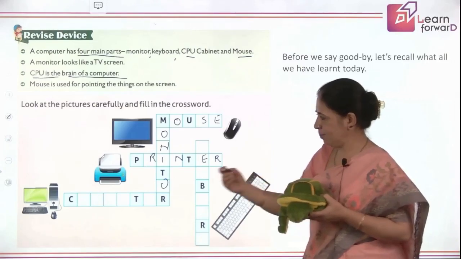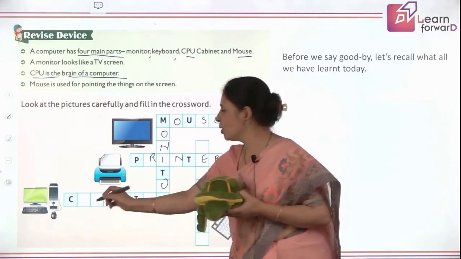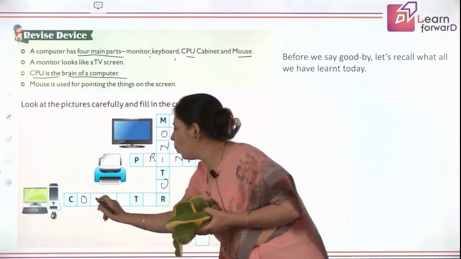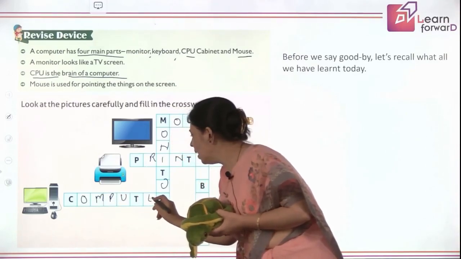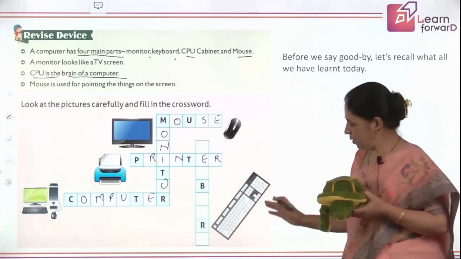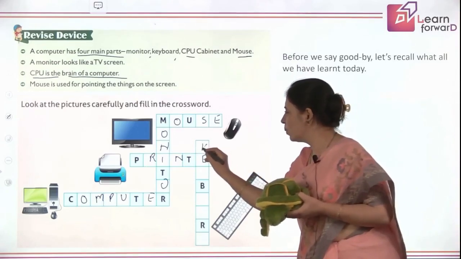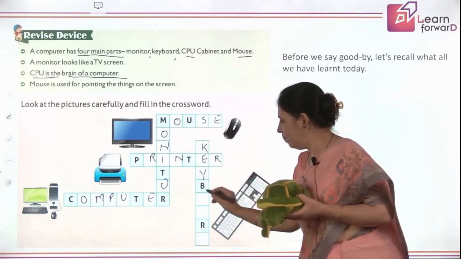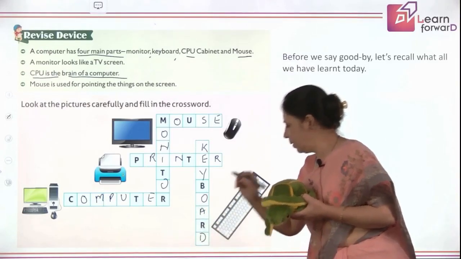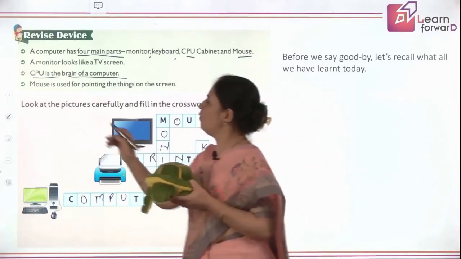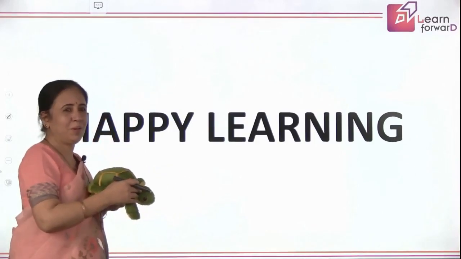And we come to this image. This is your lovely friend computer, right? So come we fill it. C-O-M-P-U-T-E-R. And one thing is left. What is this? Keyboard. Lovely. So we write here key, B-O-A-R-D. Very nice.